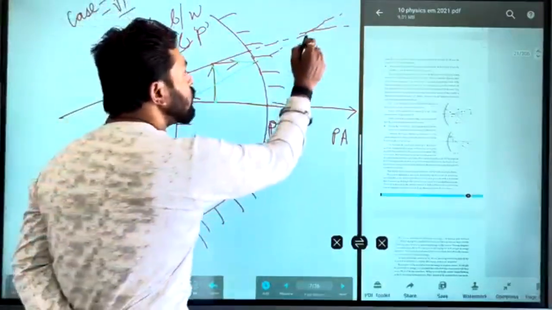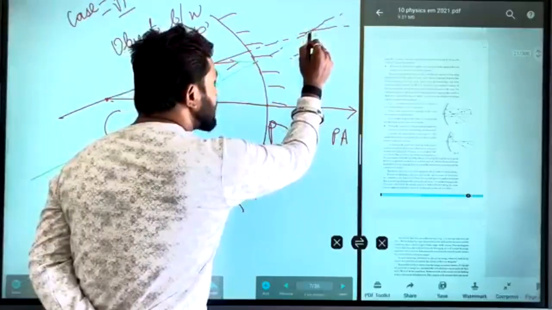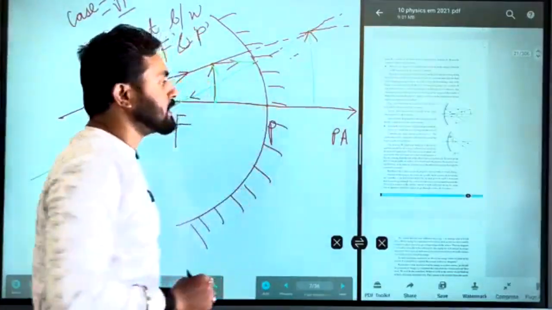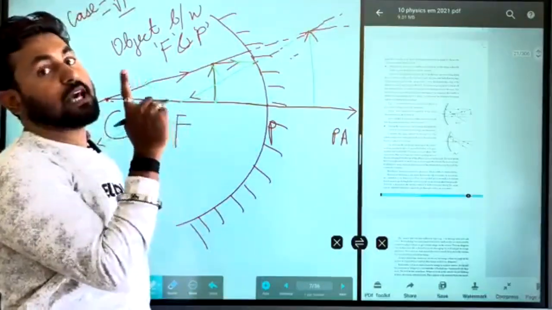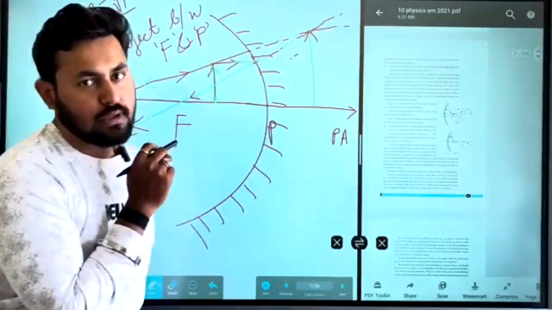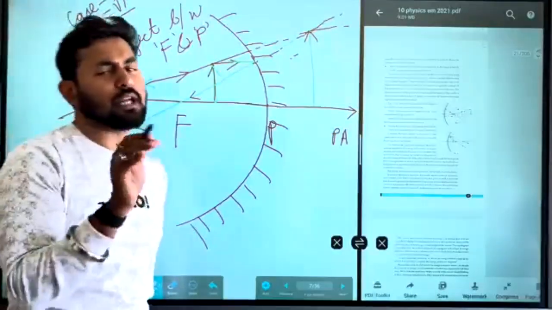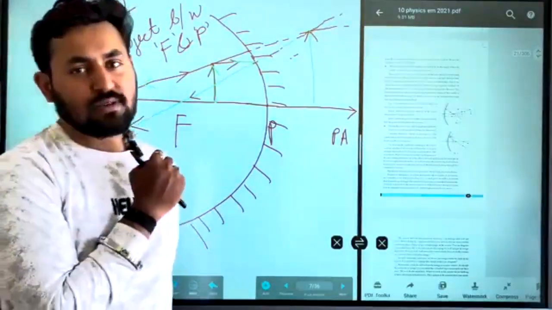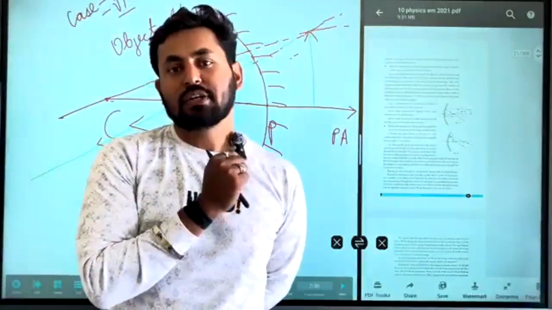Reflected rays are meeting over here, when we extend the reflected rays to the back side of the mirror. Now please comment, anyone, please comment in the comment box. What is the nature of this image?